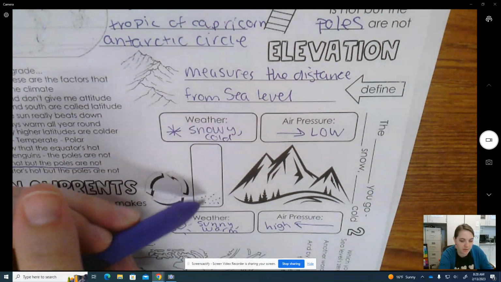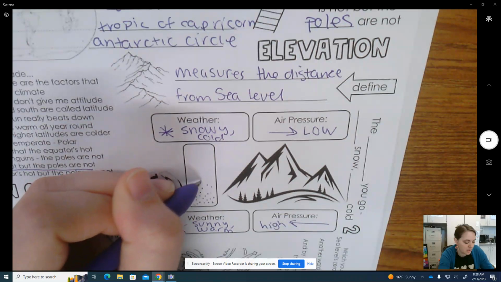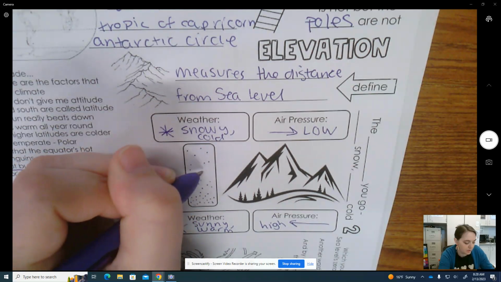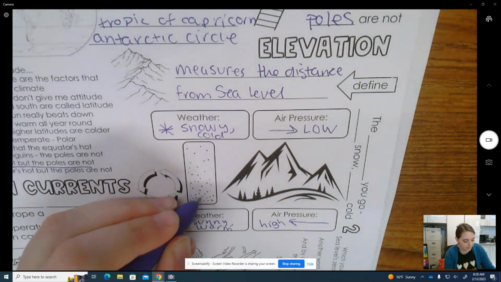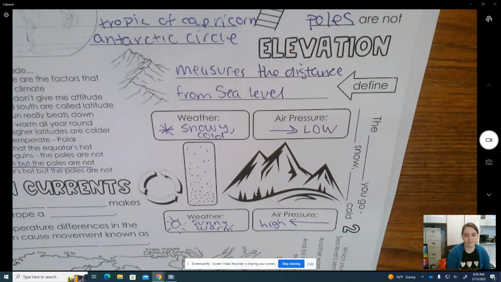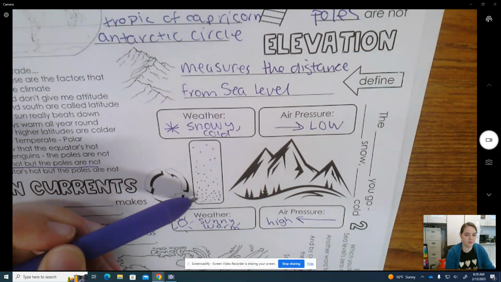compact particles down here at a low elevation. And then as you get higher, those particles are farther and farther apart from each other, okay? So low pressure, high pressure, a lot of stuff close to each other.